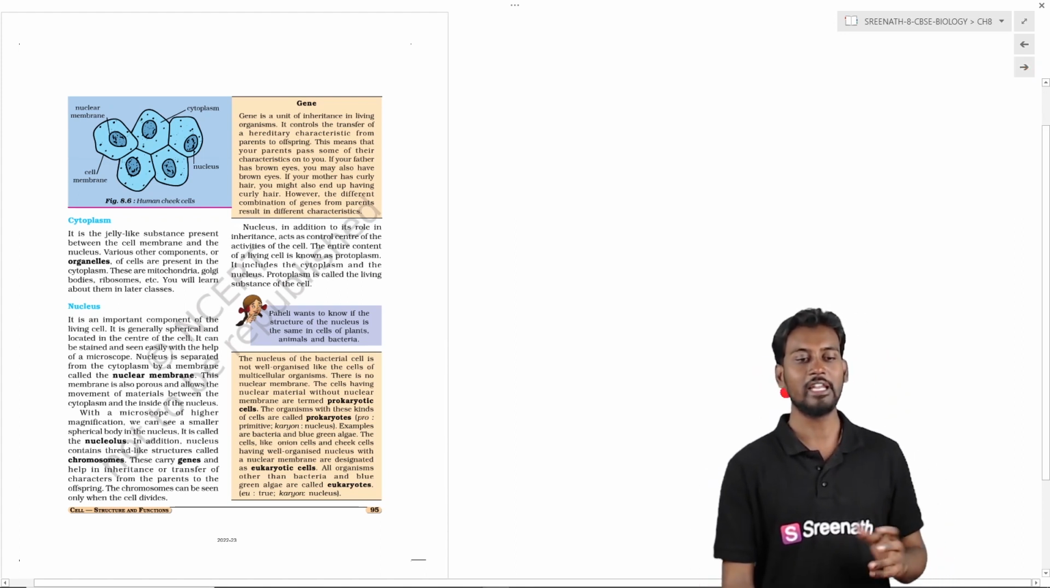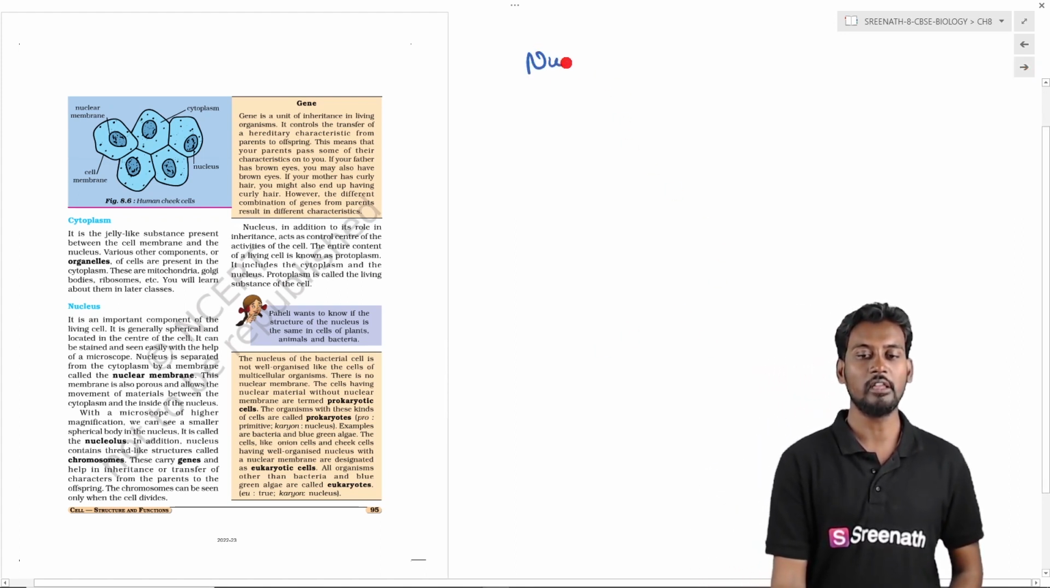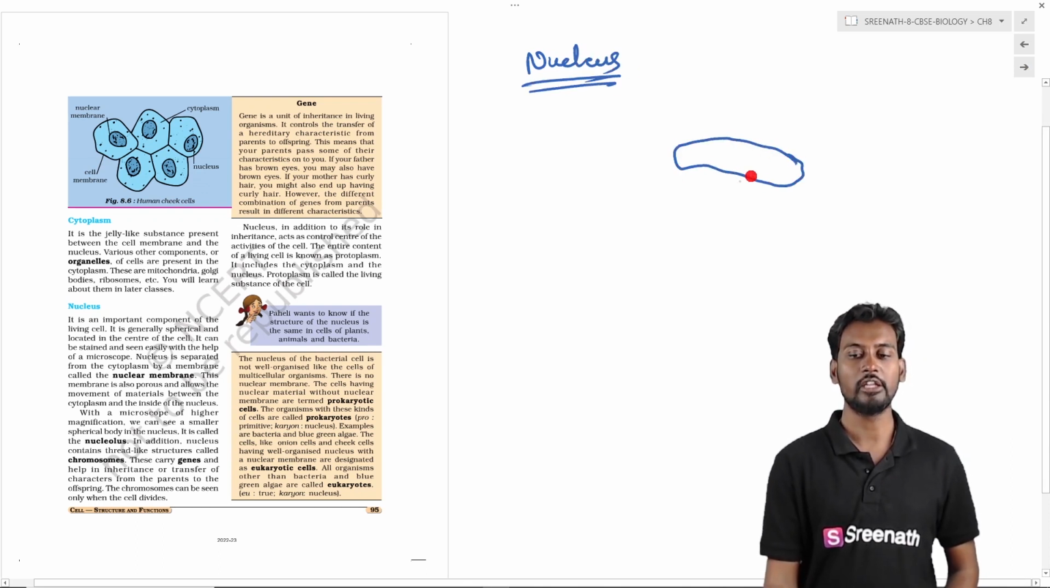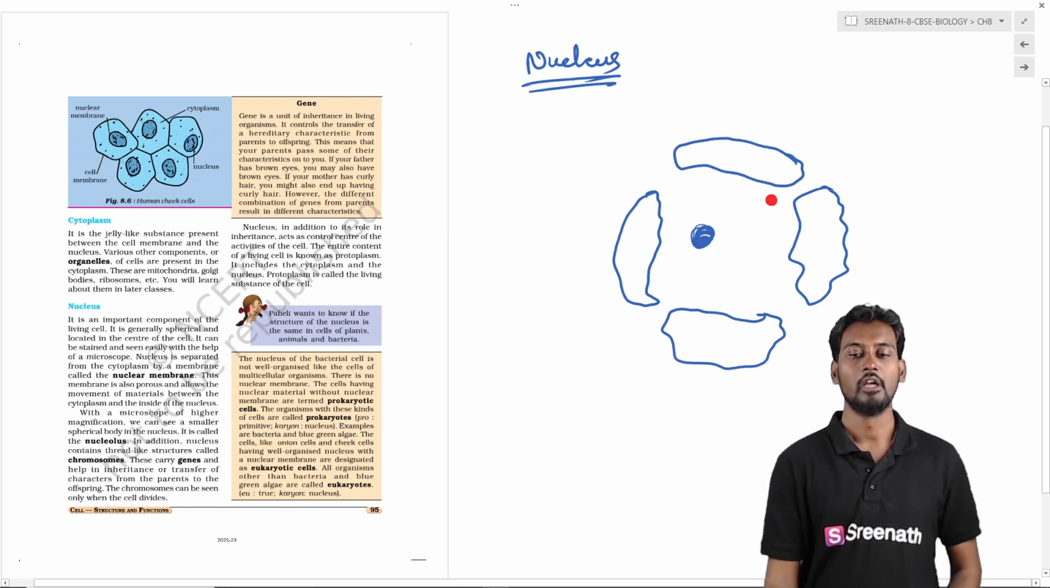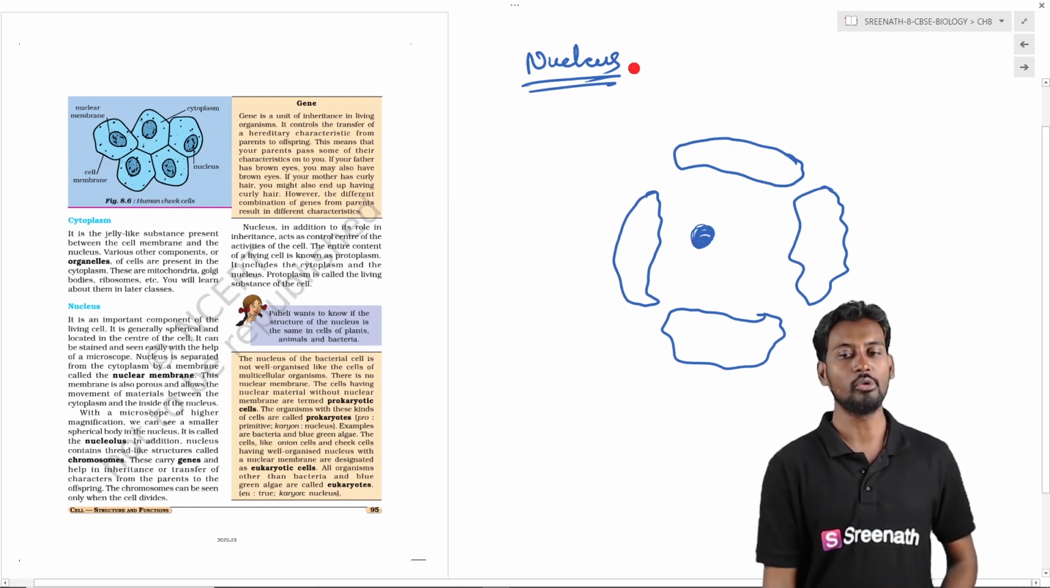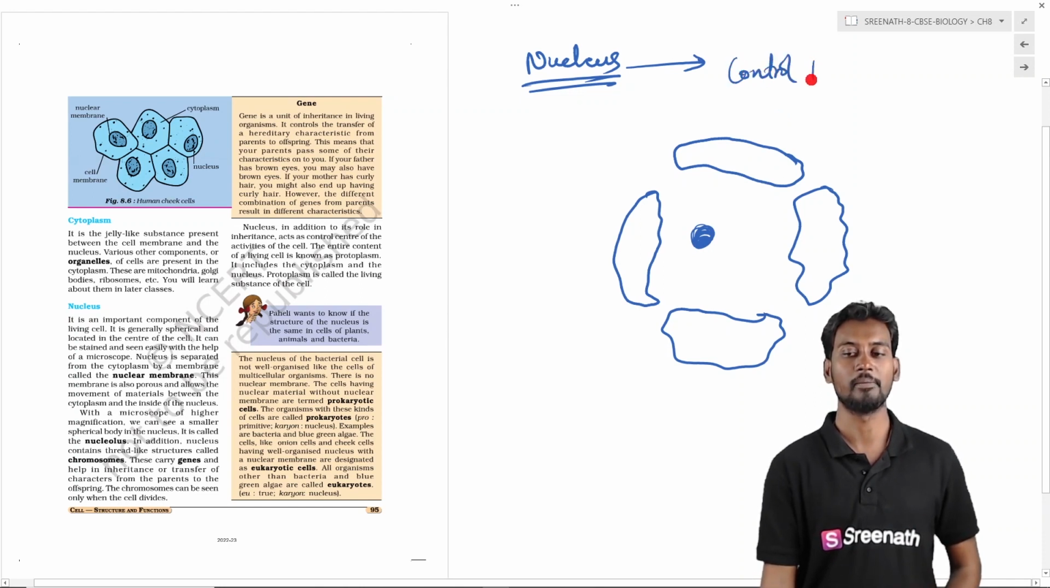Coming to the nucleus in depth, the nucleus majorly consists of very special structures. It is very complicated and has different structures. Because of this it is called the control house of the cell, or the control center of the cell.